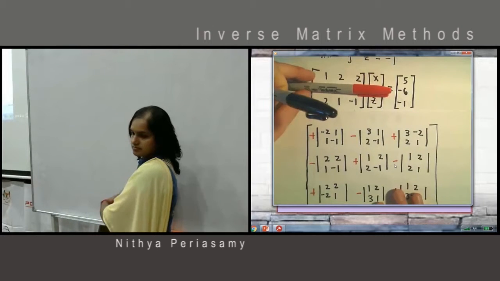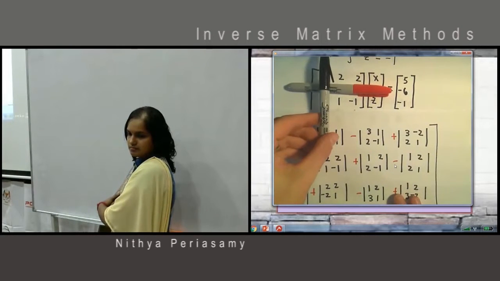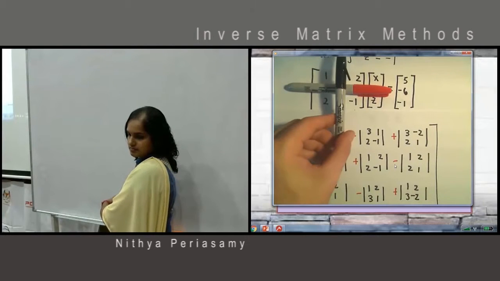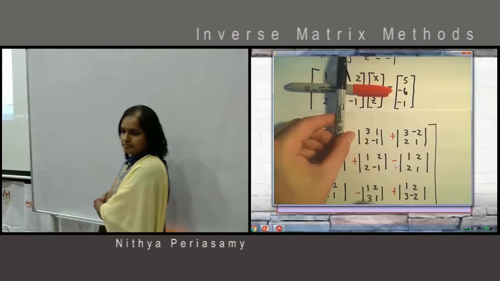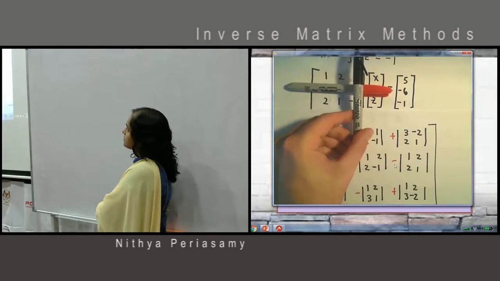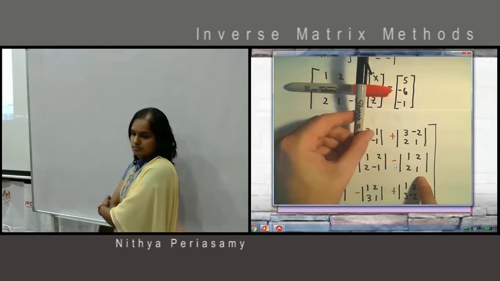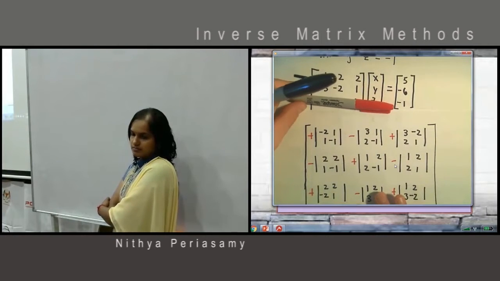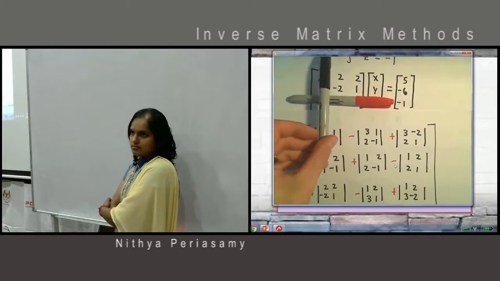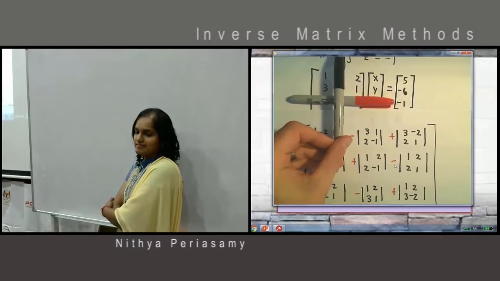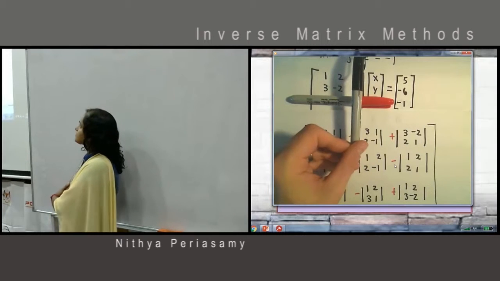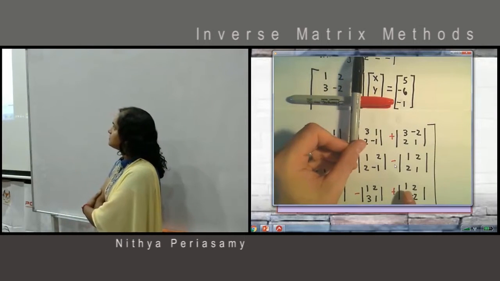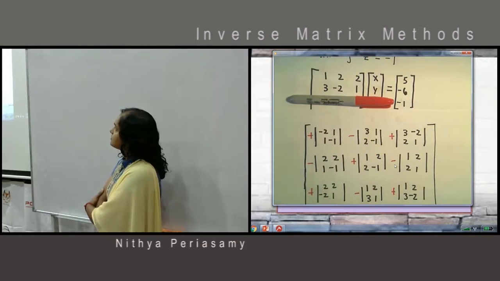And likewise, if we cover up the second row and first column, we'll use 2, 2, 1, and negative 1. If we cover up the second row, second column, we'll use 1, 2, 2, and negative 1. If we cover up the second row and third column, we'll have 1, 2, 2, and 1. Lastly, if we cover up the third row and the first column, we've got 2, 2, negative 2, and 1 left. If we cover up the third row, second column, we'll be left with 1, 2, 3, and 1. And lastly, if we cover up the third row and third column, we'll be left with 1, 2, 3, and negative 2.